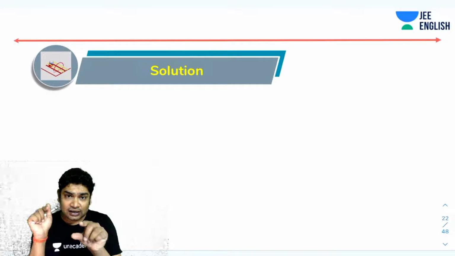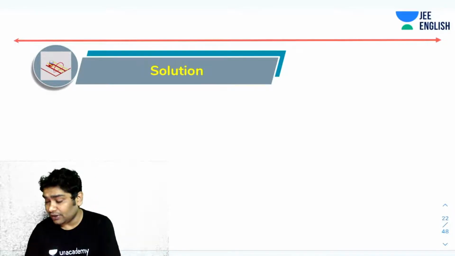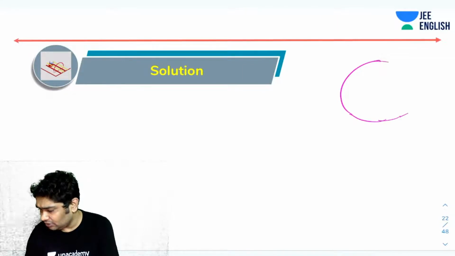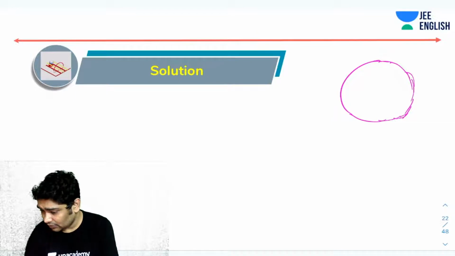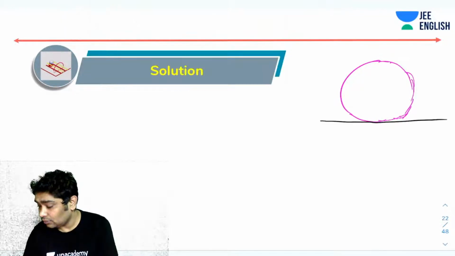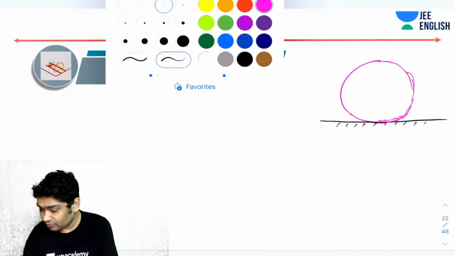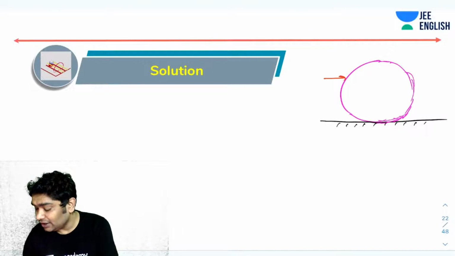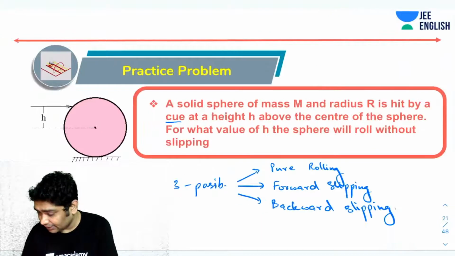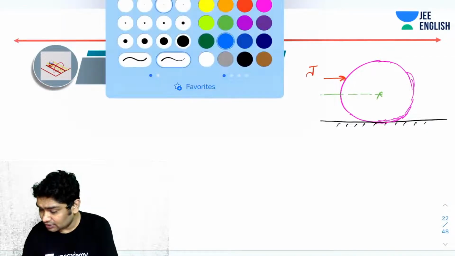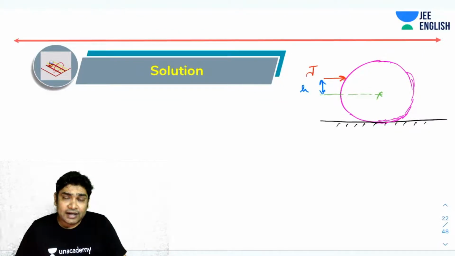Let's imagine that when you struck this ball, you imparted some impulse J. Let's draw this. So let's say you hit it, and there was some impulse J imparted to it. It's some J here, and this is at a height h above the center, right? Imagine here is your CM. Correct.